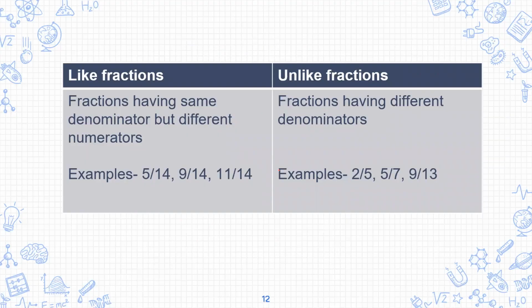Now like fractions and unlike fractions, this is very simple. Fractions having the same denominator but different numerators, meaning the denominator should be the same, are like fractions. Fractions having different denominators are considered to be unlike fractions. See, all the numbers here, this is a complete example.